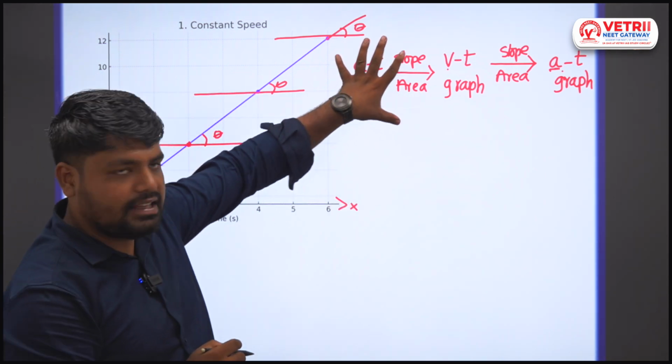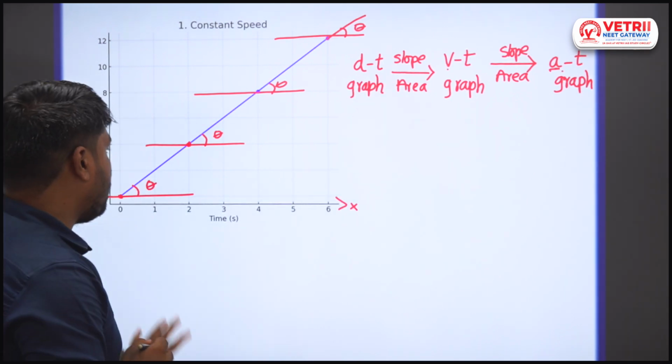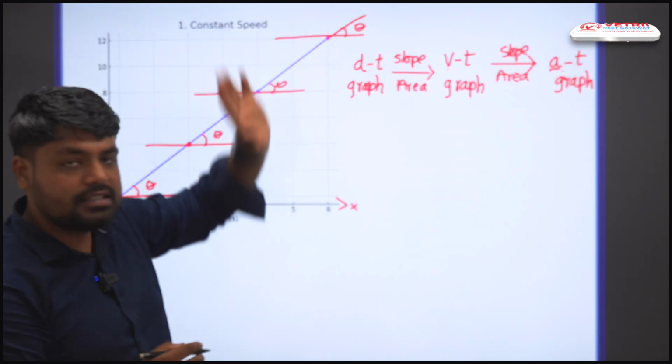I will write this now. I will explain this very later. You can easily understand that. Okay. So now you understand why the graph is a straight line for a constant speed.